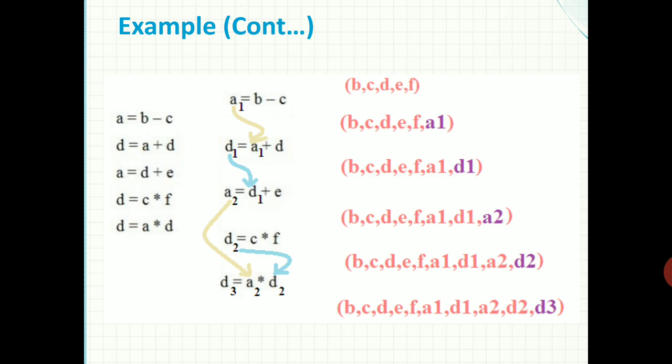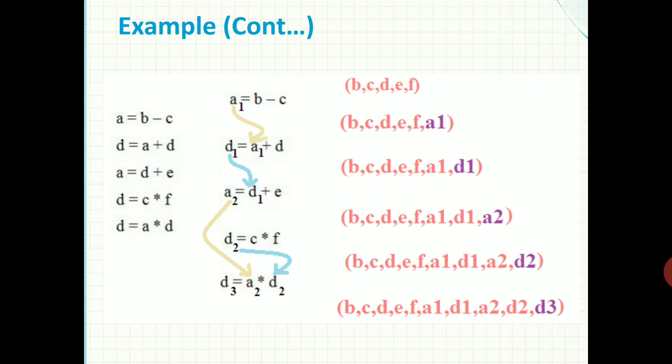So after converting the code into a static single assignment, it will become a1 equal to b minus c. b already has meaning, c already has meaning. Now we are assigning a1 as b minus c. Then come to the second, d is assigned to d1, that is a plus d. That a is from the previous result, so the nearest result, that is a1. Then a2, then d3, then d3.